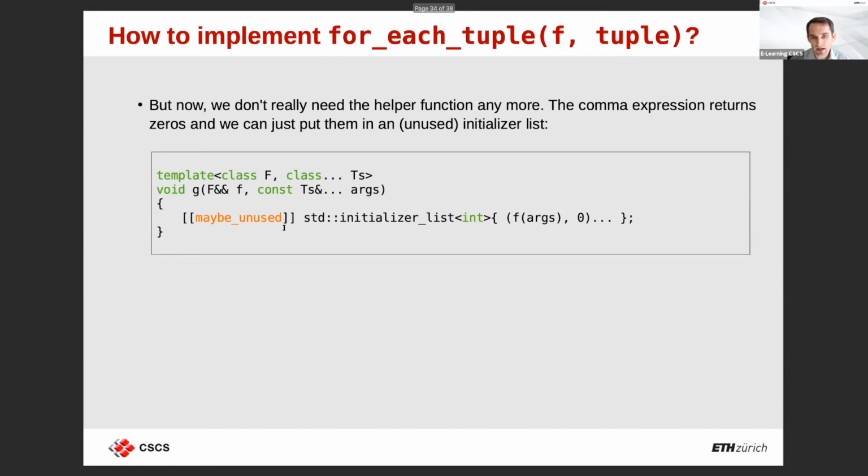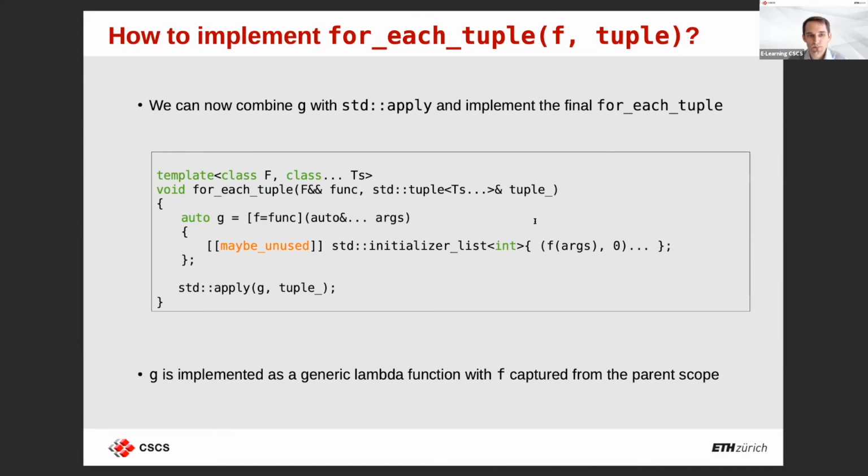The only thing is we don't actually need the helper function anymore, because if we have the comma expression that just returns zeros, we might as well put all those zeros, for instance, in an initializer list that then doesn't get used, but f nevertheless gets applied to all the arguments regardless. And so we're now able to use std::apply together with this initializer list trick.